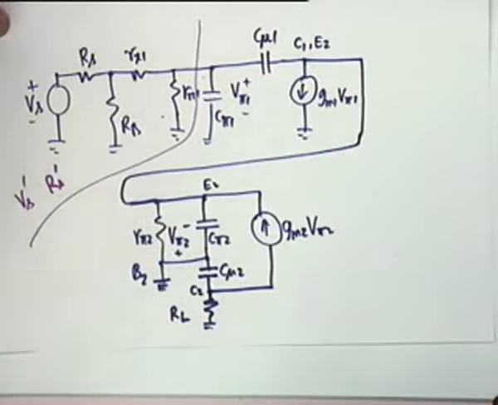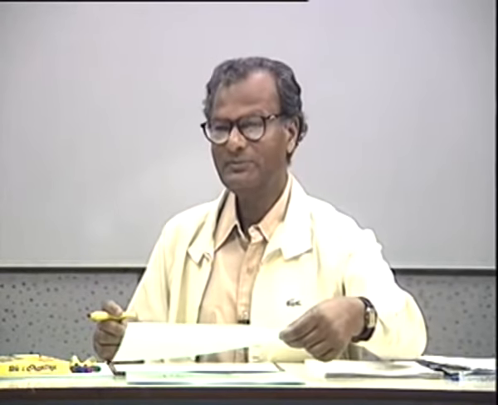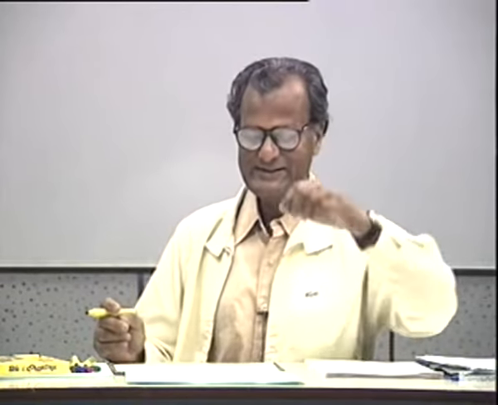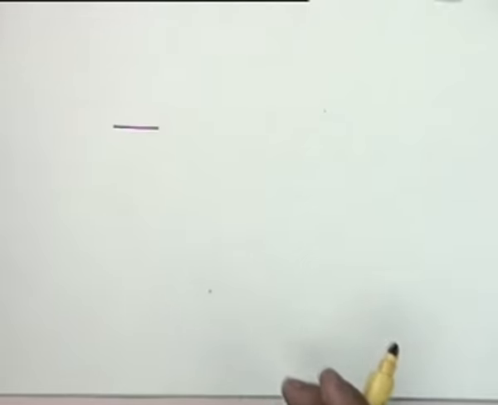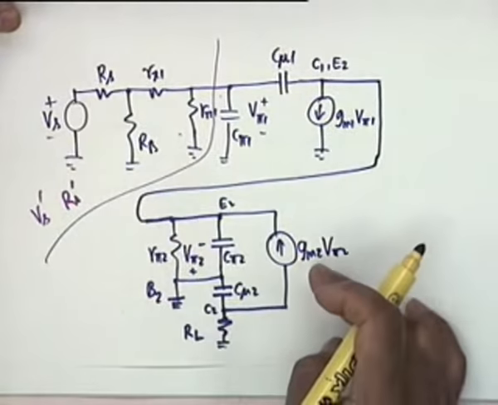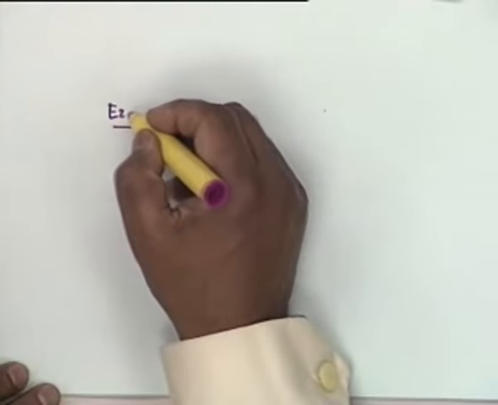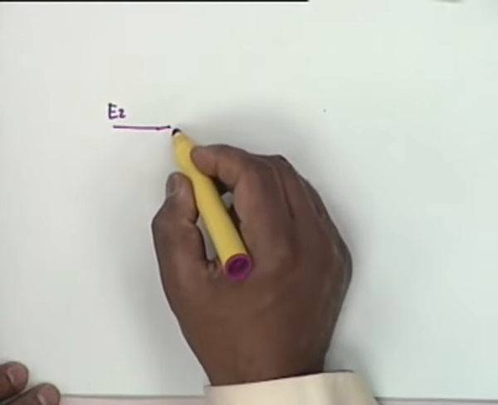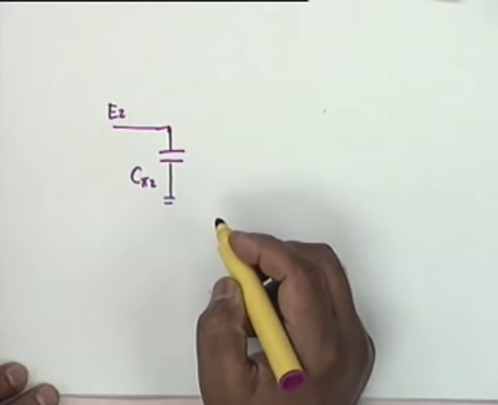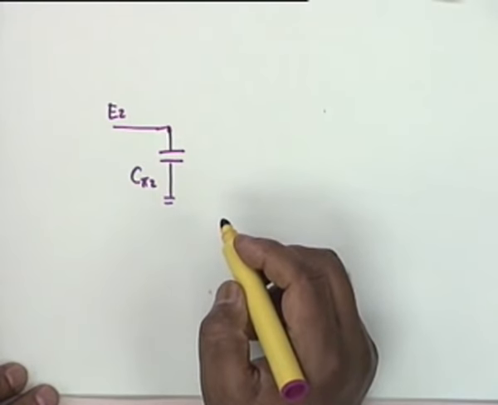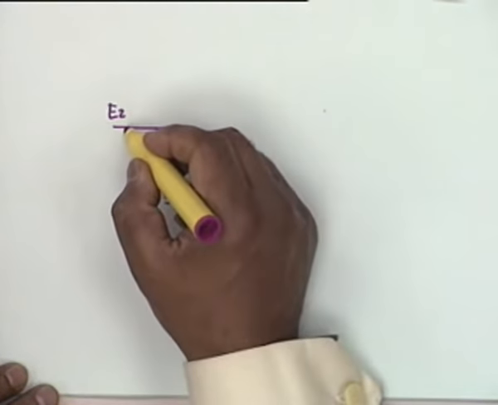Alright, now you see we will play a trick, but a perfectly valid trick. We have not played it so far. Let's do it now. As far as E2 is concerned, we are looking at this part of the circuit, the lower part of the circuit. Alright, you will see how we simplify. As far as E2 is concerned, E2 sees a C pi 2 to ground, and what else? R pi 2, okay.